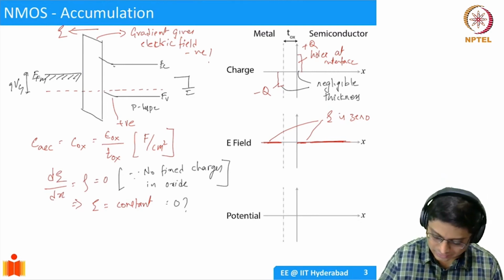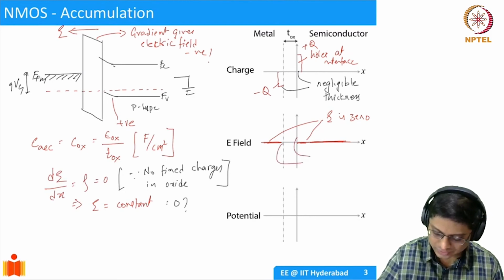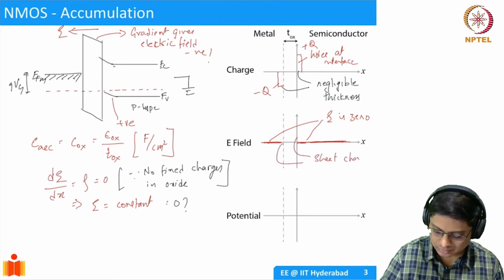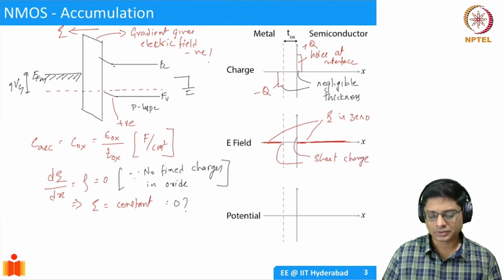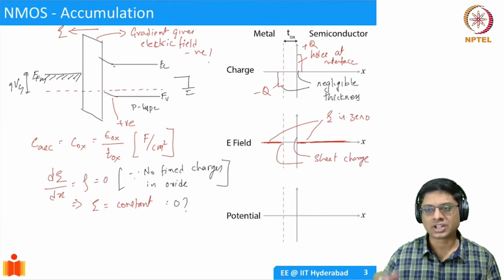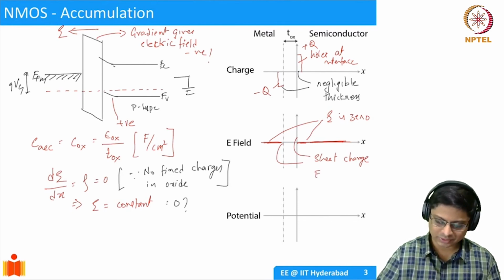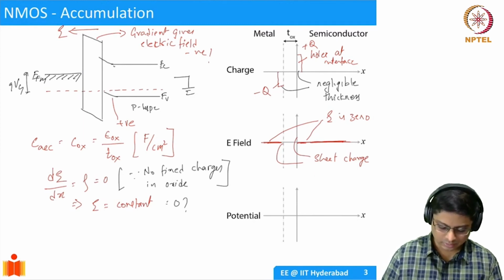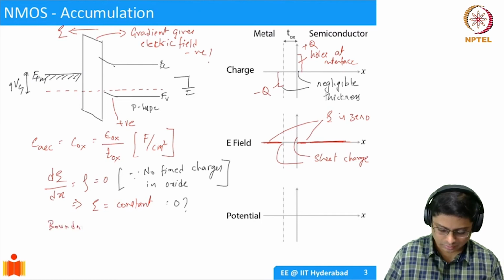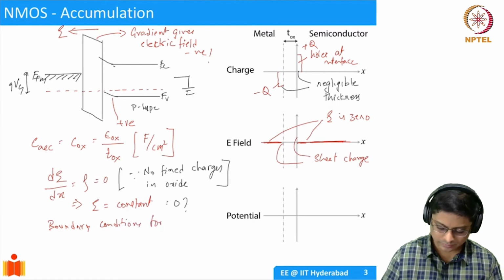This is a sheet charge, right? So whenever you have a sheet charge or a charge discontinuity, the boundary condition tells you that if you have two sides, E2, okay, this is the boundary condition for the E field, right? Normal component, of course, here, okay?